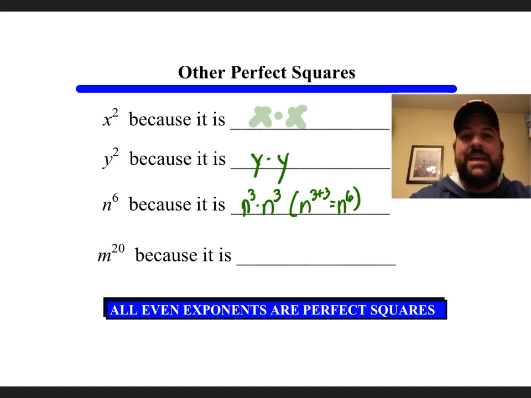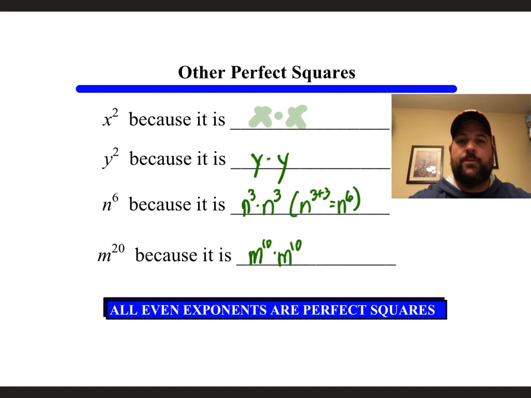Following that same idea, m to the 20th. That's a perfect square because it is m to the 10th times m to the 10th. Because if I take the 10 plus 10, that gives me 20. So between this and our perfect squares for constants, we can use a new method to help us factor.